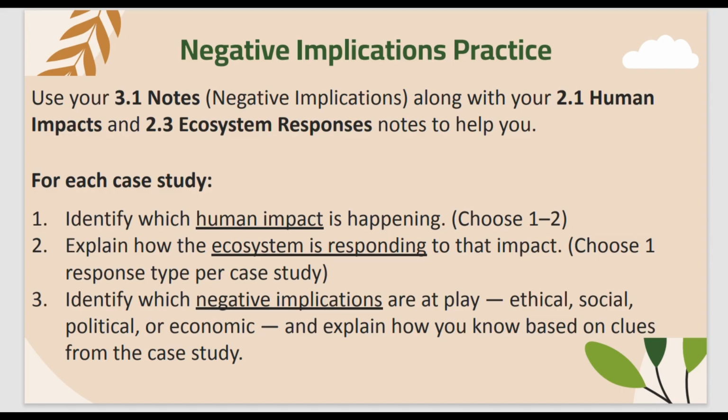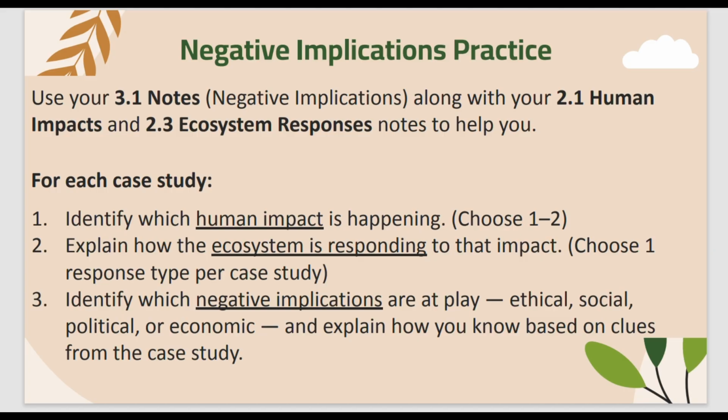After you have identified which human impact, then you'll have to identify how the ecosystem is responding. So going back to the 2.3 article. This one is just 1 per case study. So there's only 1 option for each of the 6 case studies on the response. So did it respond with resilience, adaptation, collapse, a feedback loop, or succession?